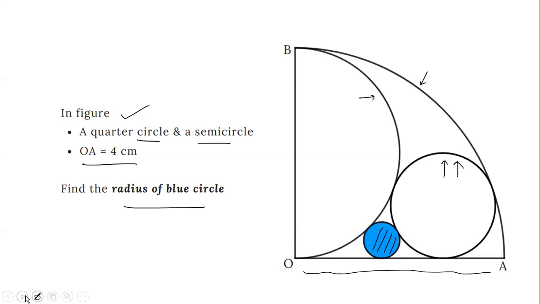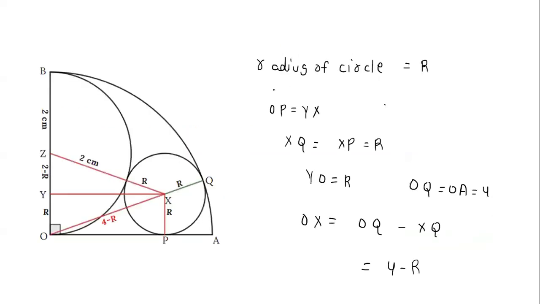So let's see how we can solve this. So you see this figure. In this figure, let's assume the radius of the circle is capital R. And in this figure, you can also see that this OP is equal to this YX. You can easily see that in this figure.